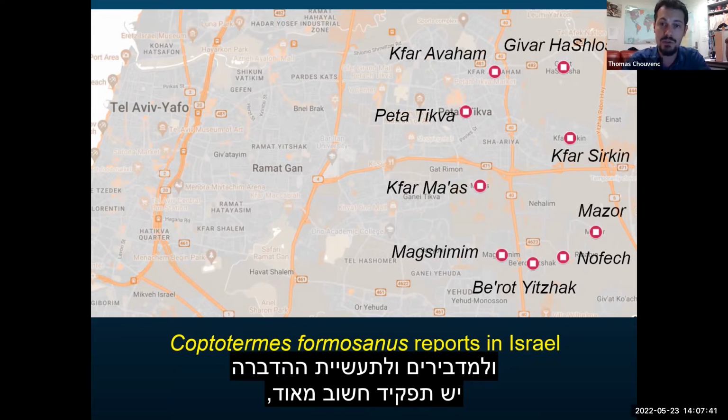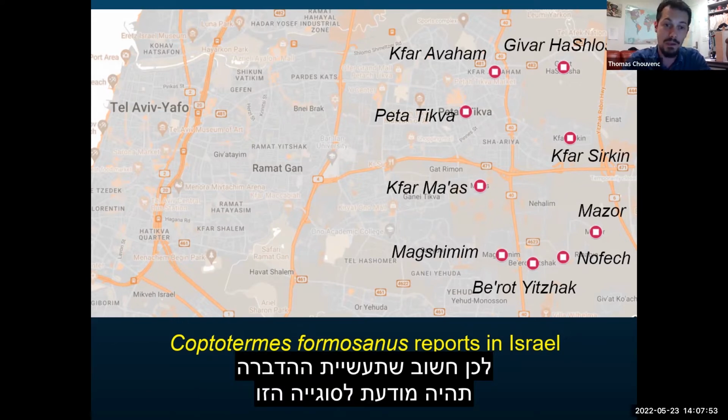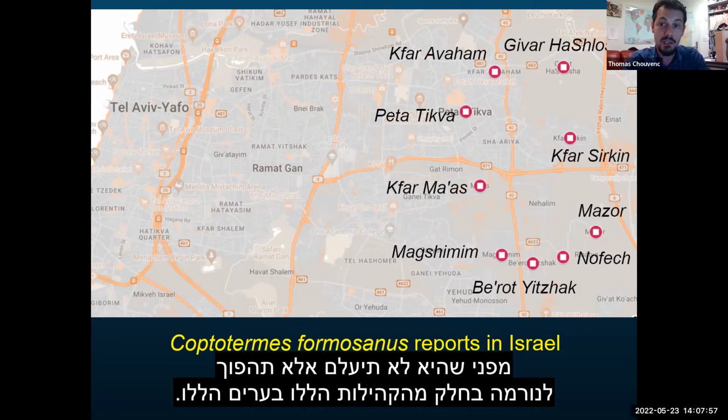And the pest control industry is fundamentally important because they are the eyes on the ground to be the first one to detect it and recognize it. So it is important that the pest control industry is aware of this issue, because it's not going to go away and it's going to become a norm in some of these communities in these cities.